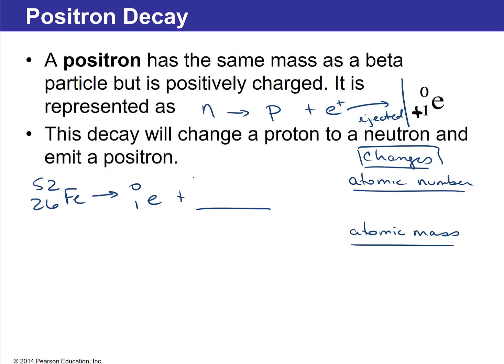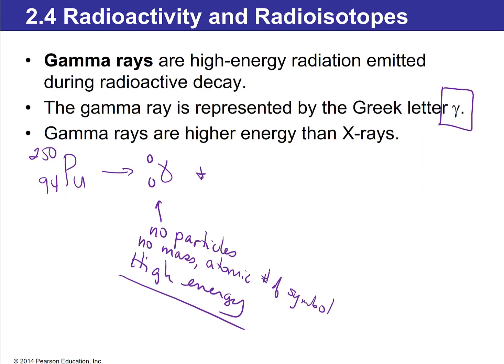So we're not going to do positron because we don't use that. I mean, there's some, but it's not a huge thing. Gamma decay, though. So gamma decay is the third. Gamma decay is super easy because no particles, no change in mass, no change in atomic number, no change in symbol.